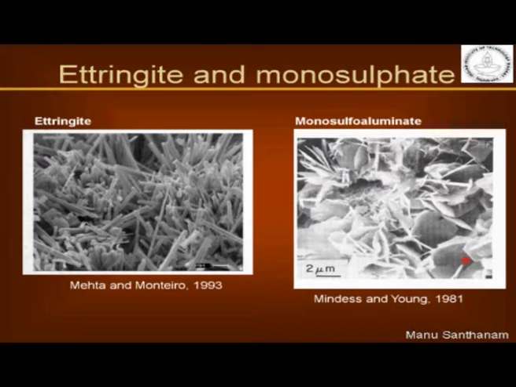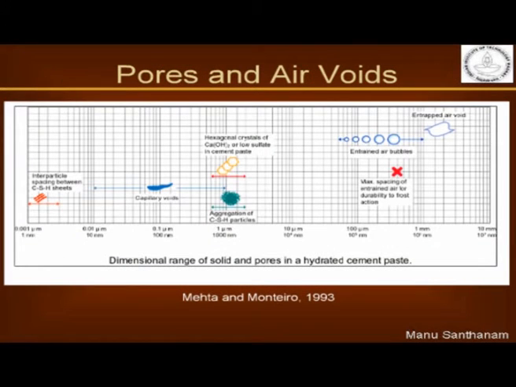Whereas monosulfate, which is a stable form of calcium sulfoaluminate, please remember, in ordinary Portland cement paste, ettringite slowly converts to monosulfate, and monosulfate remains stable over the long period of time, that the plate like shapes are basically those of monosulfate.